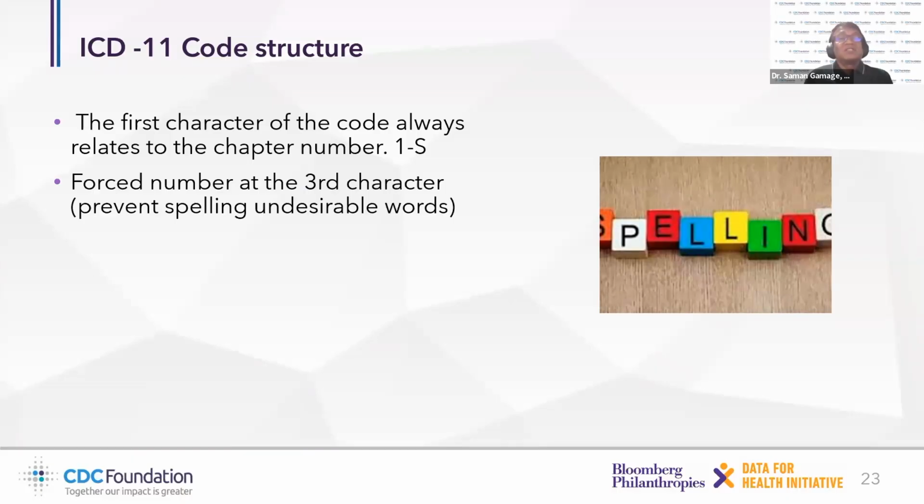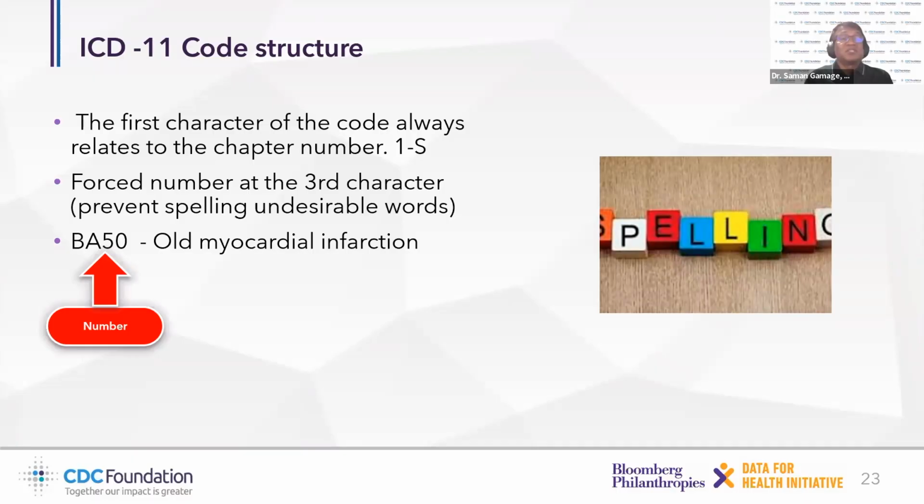A number is forced at the third character to prevent spelling undesirable words. For example, at the third character position, there is always a number. So here is an example, old myocardial infarction, BA50.